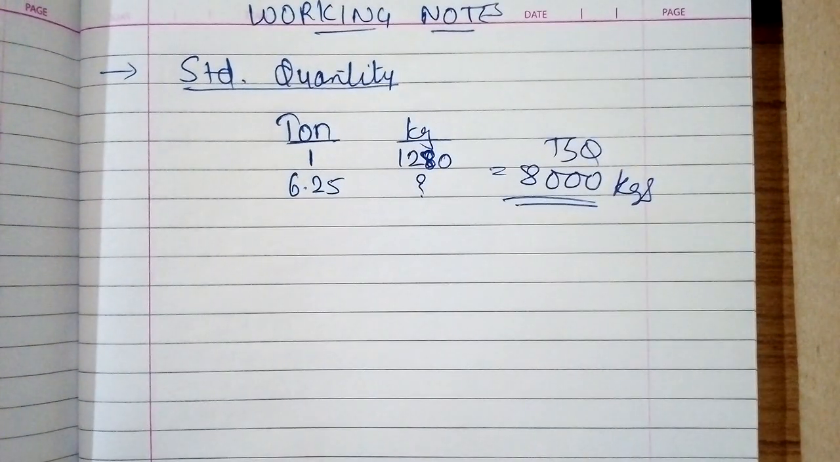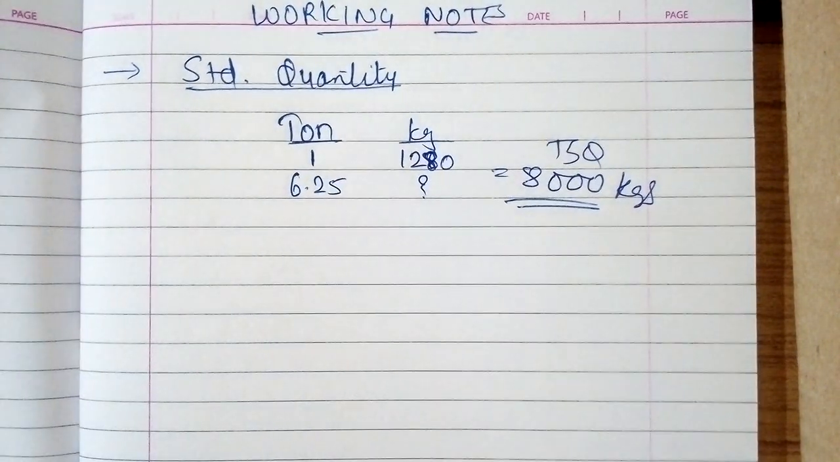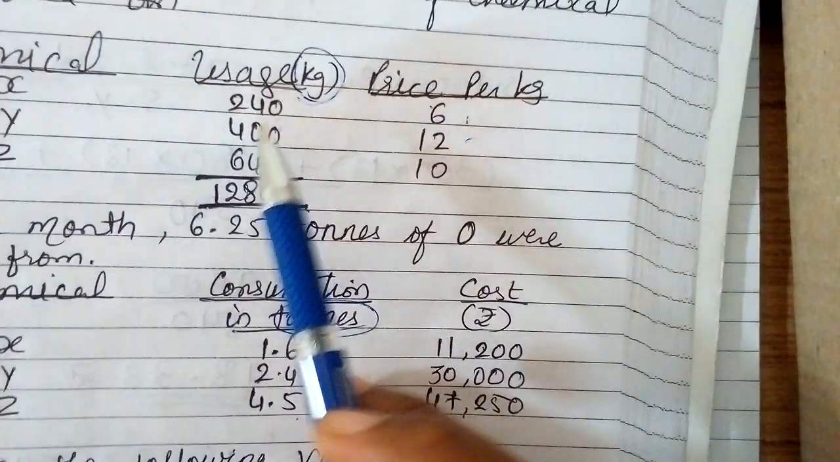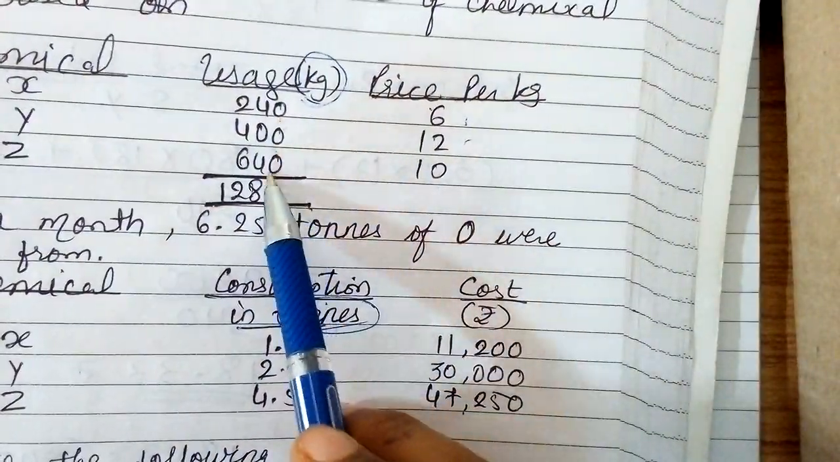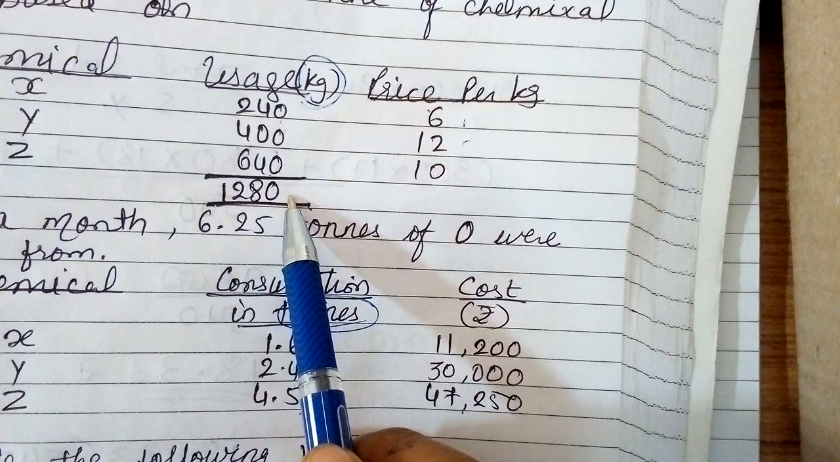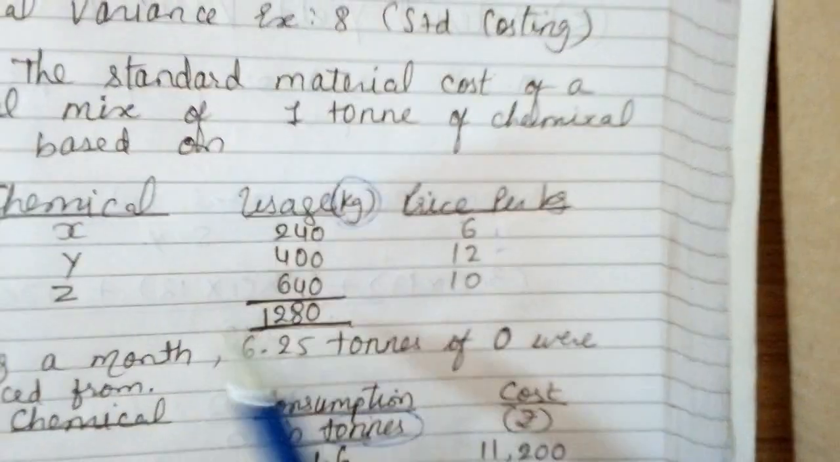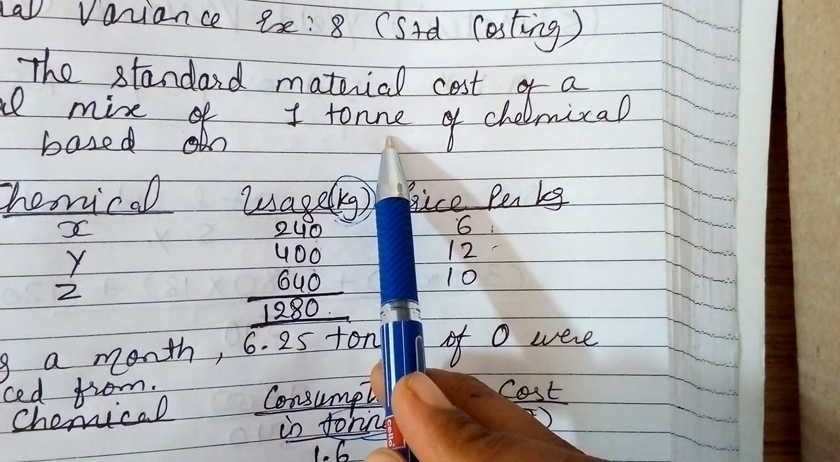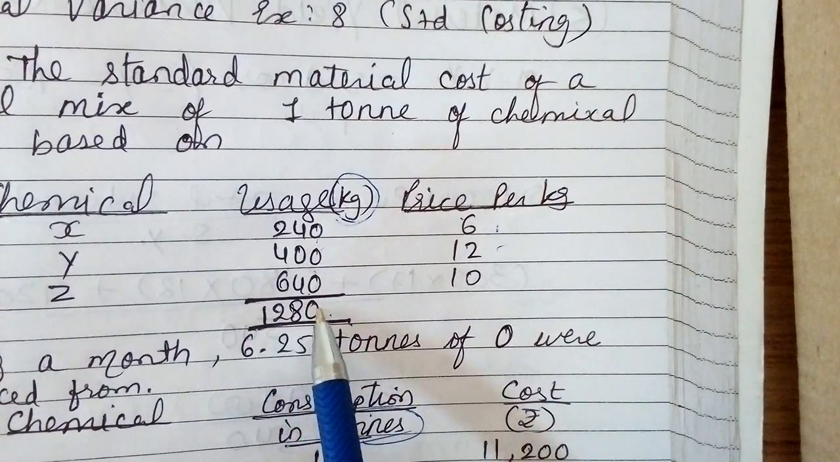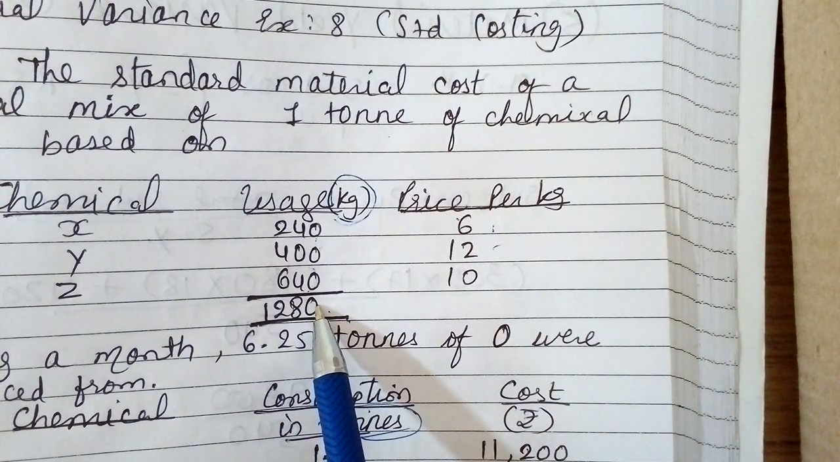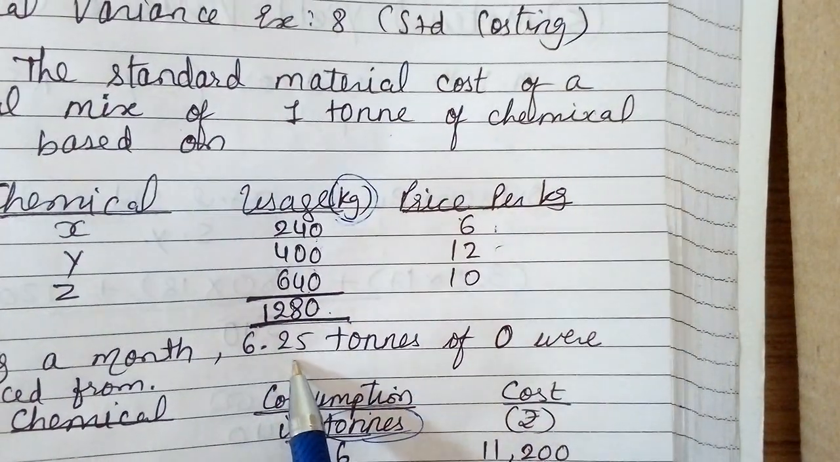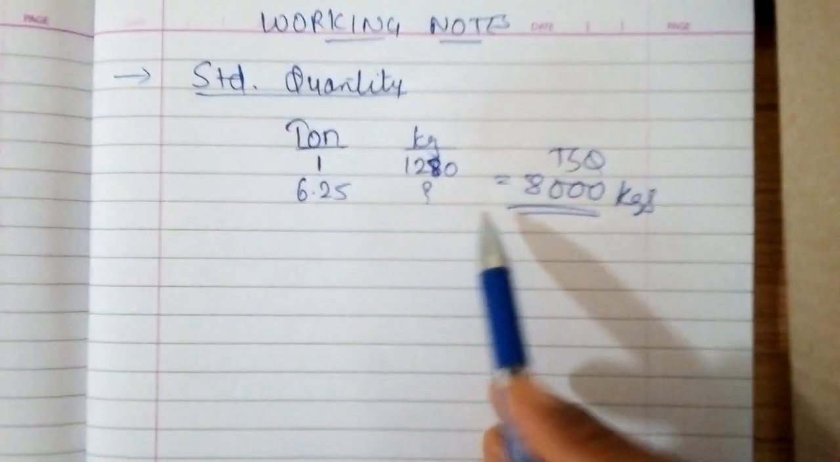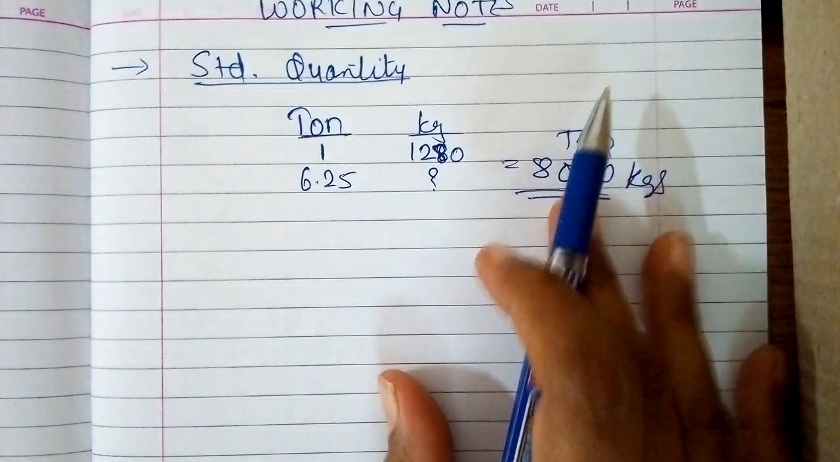The standard is given for 1 ton. We need to make a total of these three things. See, 240, 400 and 640 total comes down to 1280. So for the production of 1 ton of chemical, 1280 kilograms of raw materials are used. So for 6.25 tons, how many kilograms? That is 8,000 kilograms.